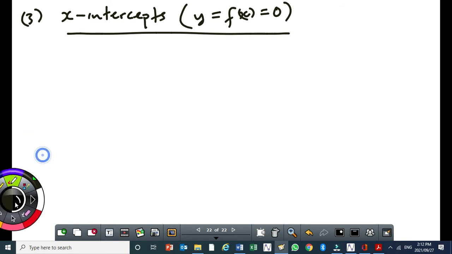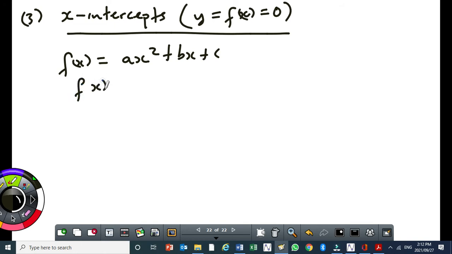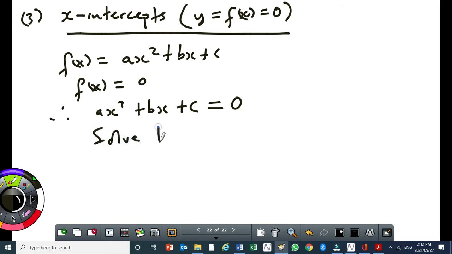Then, the x-intercept, you substitute y or f of x to 0. Remember, if the equation is f of x equal to ax squared plus bx plus c, you equate f of x to 0. So ax squared plus bx plus c will be equal to 0. Which is a what? What is this equation? Quadratic equation. Then solve the resulting quadratic equation.